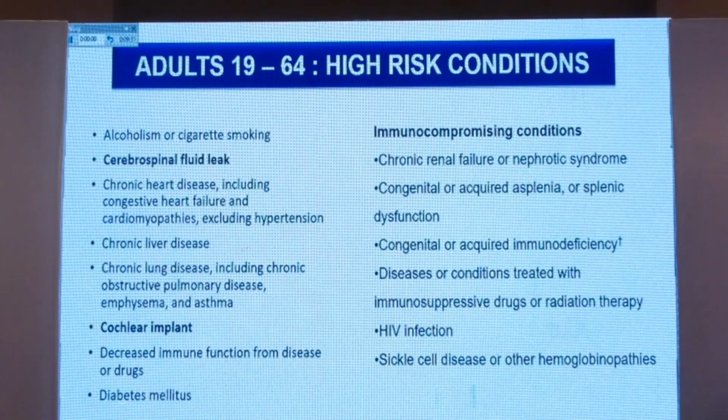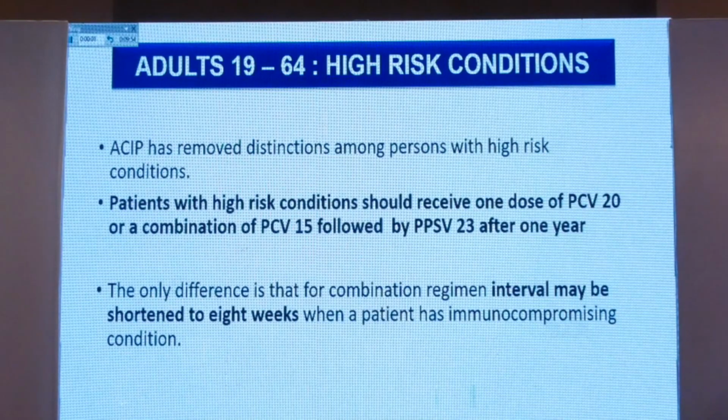Whereas adults between 19 to 64 years of age are classified as those having a high-risk condition. These high-risk conditions are as flashed on the slides. Just to give you some examples, this includes CSF leak, cochlear implants, chronic respiratory disorders, and certain immunocompromising conditions. Now, the vaccination schedule is almost the same. That is a single dose of PCV20 or PCV15 followed after 1 year with PSV23. But in certain immunocompromising conditions, you can reduce the duration from 1 year to 8 weeks.